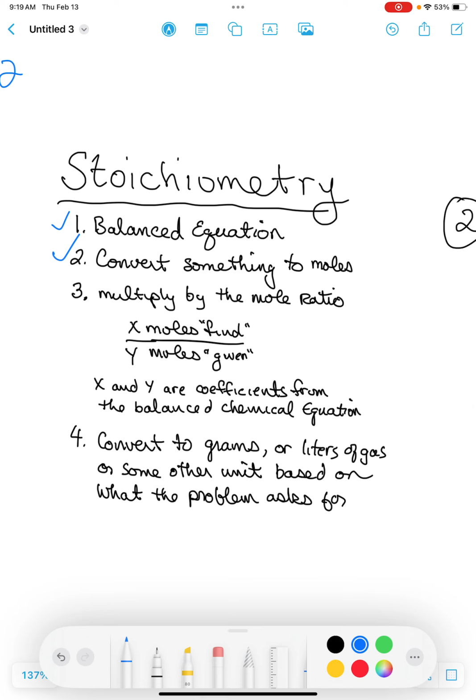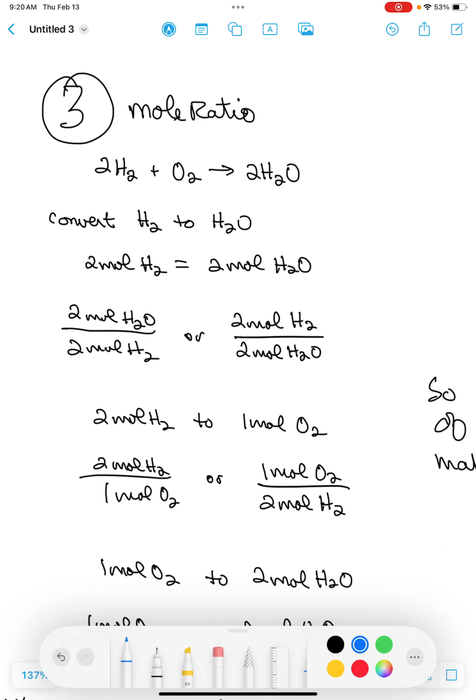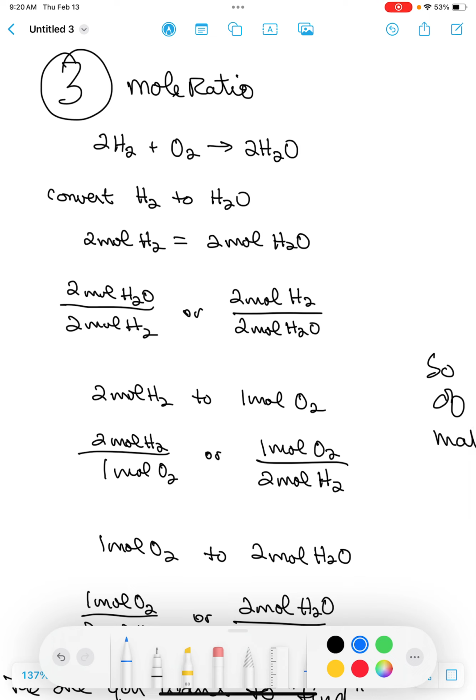Now we need the mole ratio, where X is the coefficient of what we're trying to find in the equation, and Y is the coefficient of what we were given in the problem. So we need to look at the equation. Here's our equation. And there are a number of mole ratios that we could write from this. Right? We could compare hydrogen to water. In that case, there's 2 moles of hydrogen for every 2 moles of water. And so 2 moles of hydrogen equals 2 moles of water.